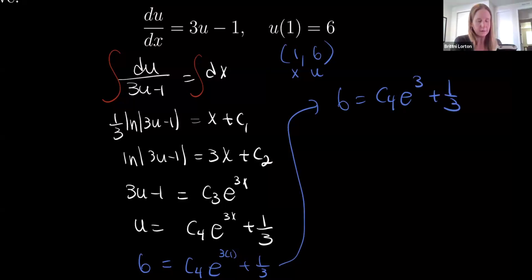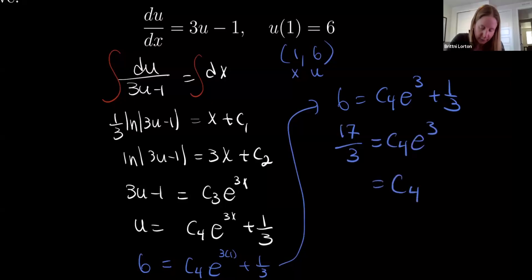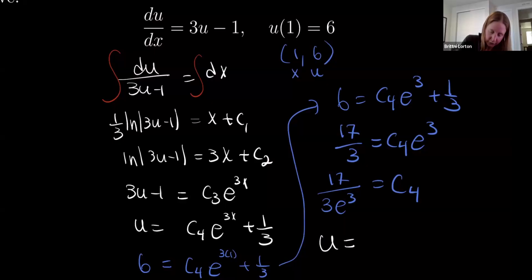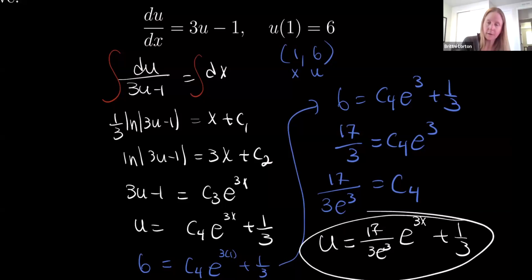Subtract 1/3 from both sides. And when you subtract 1/3 from both sides, don't forget to use the fraction button to make sure you leave things correct as an exact value: c4 e cubed. So c4 is equal to 17 over 3e cubed. And that's not the final answer. Your final answer would be the solution to the differential equation. So u is equal to c4 times e to the 3x plus 1/3. Ta-da!